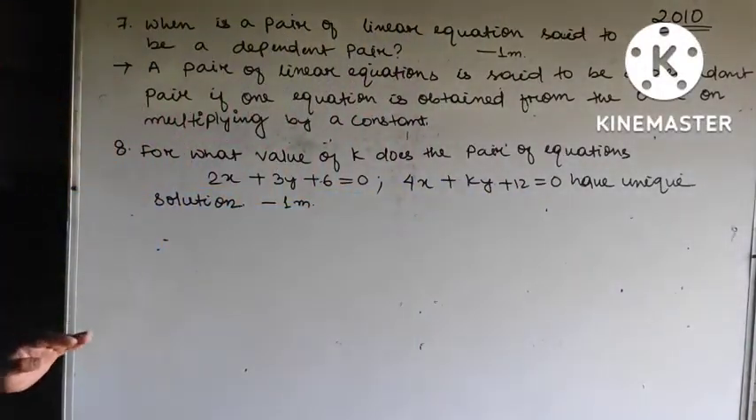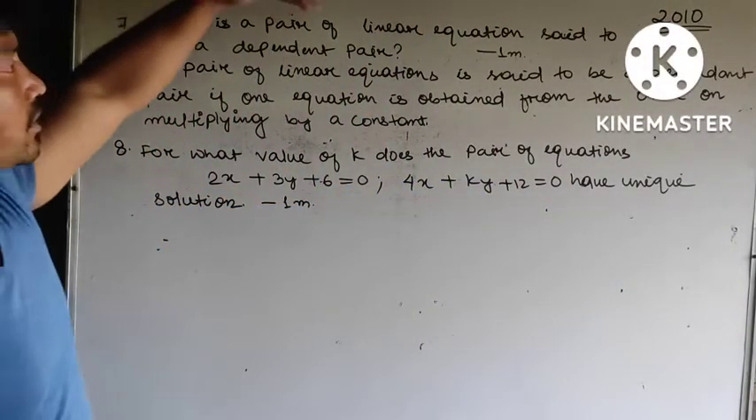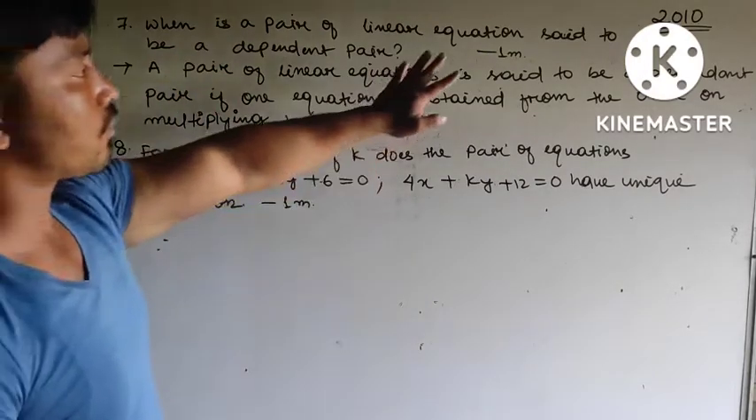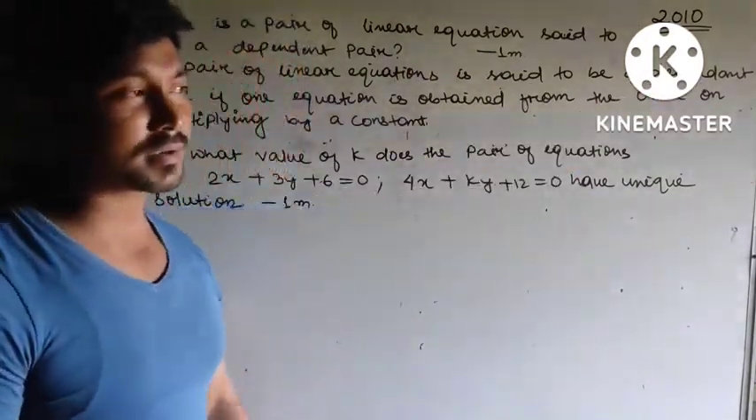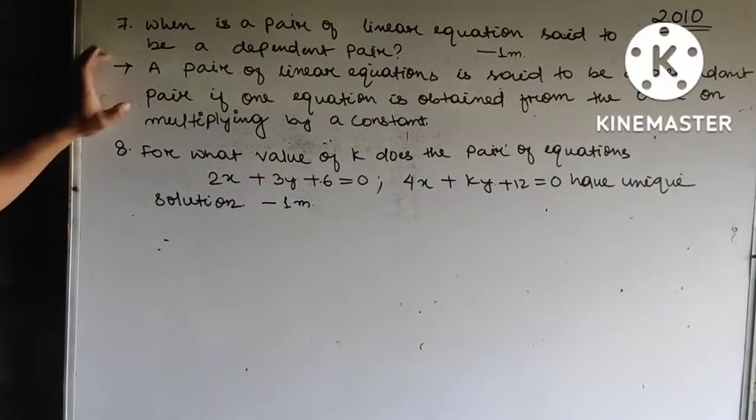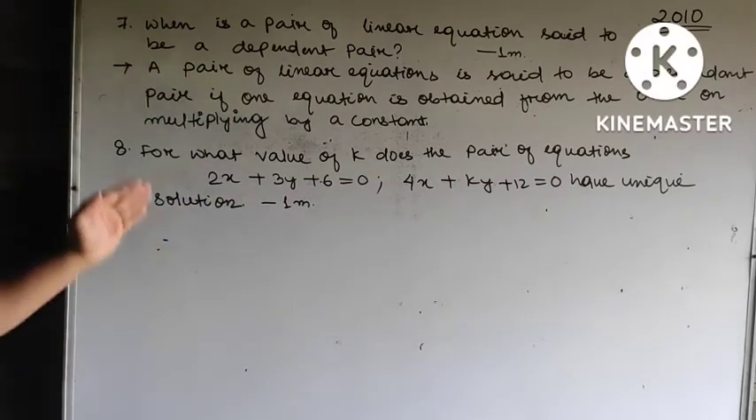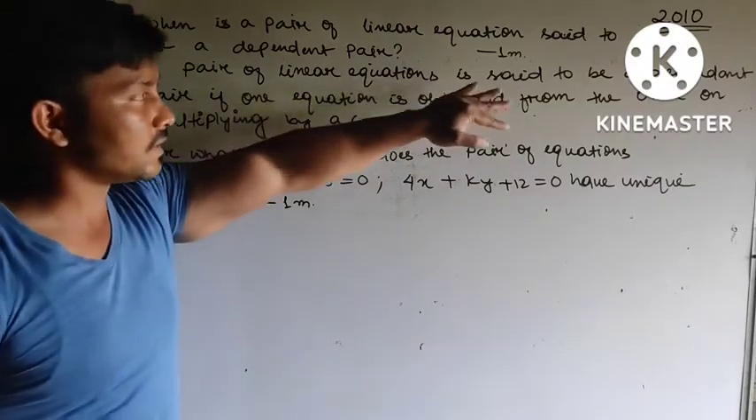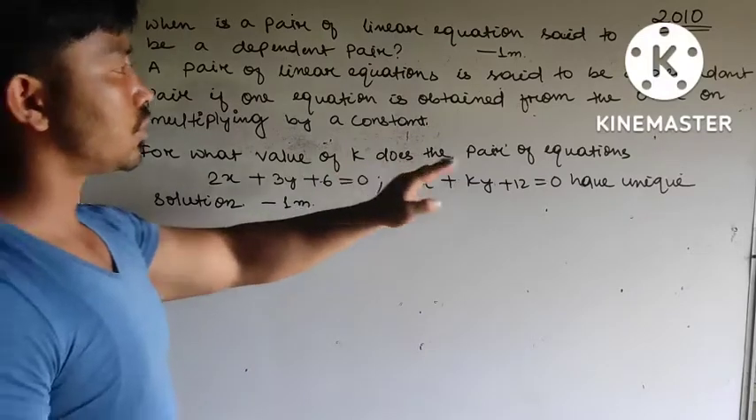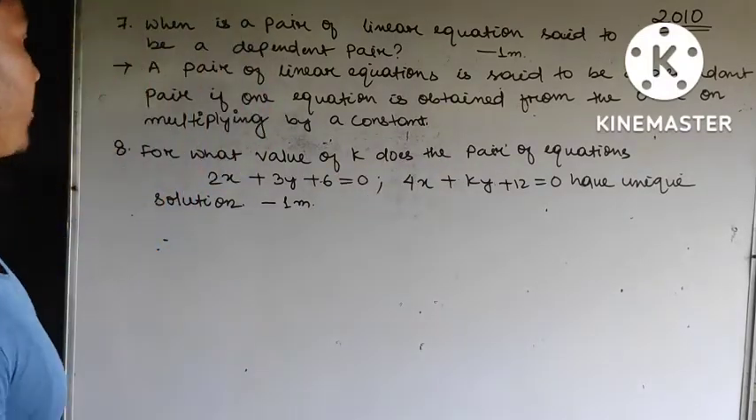Okay, question number 7. When is a pair of linear equations said to be a dependent pair? This is for 1 mark. For 1 mark there will be 13 questions, so this is the 7th question. This is a definition which you are going to get in chapter 4. A pair of linear equations is said to be a dependent pair if one equation is obtained from the other on multiplying by a constant.